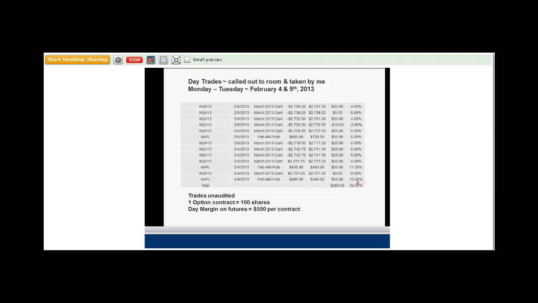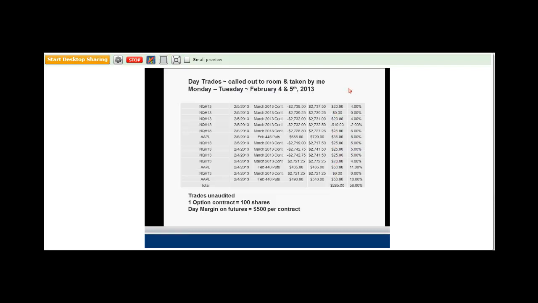But you can see these returns. This is based on futures margin, about $500 per day margin, and one option contract equals 100 shares. So you can see over the past 2 days, I've had a cumulative profit of $285 per contract. That's based on one contract, a 56% cumulative return. You can see here Apple 10%, Apple 11%, and then these other NASDAQ trades 5% based on margin. So, all these things add up.